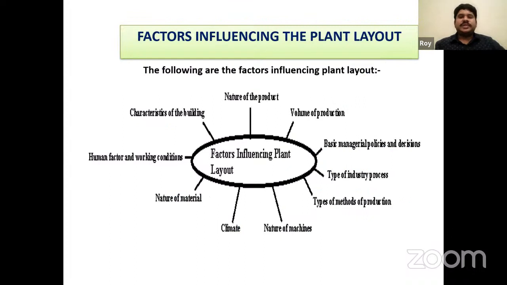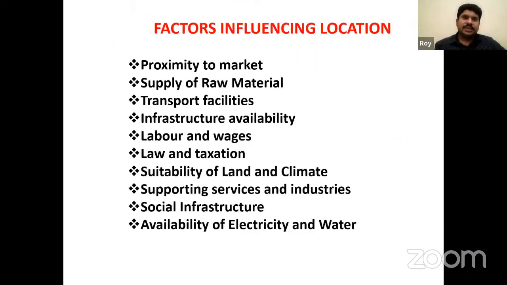Now, what are the factors influencing the plant layout? Already we have seen this. Now, factors influencing the location also. Already we have seen that: proximity to the market, supply of raw material, transport facilities, infrastructure availability, labor and wages, land suitability and climate, services, social infrastructure, and so on. Okay, this is about the types of these things. Is it clear, everybody? Yes, sir. Okay, there is one small topic that I will try to finish quickly.